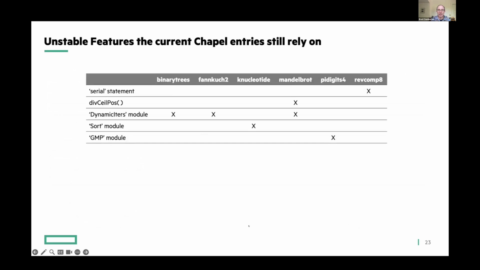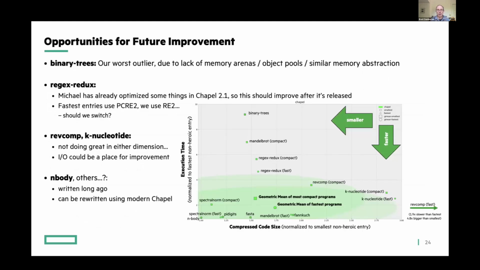There are still a few unstable features that we rely upon. That's unfortunate. It'd be nice if we were only using stable features for these benchmarks, and I've called those out here. This is my last slide. I just want to say there are opportunities for future improvement here. This binary trees version you can see is a huge outlier in terms of speed. That's because we don't have any sort of memory arena or object pool concept. Most of the fastest versions do, so we're much slower than them.